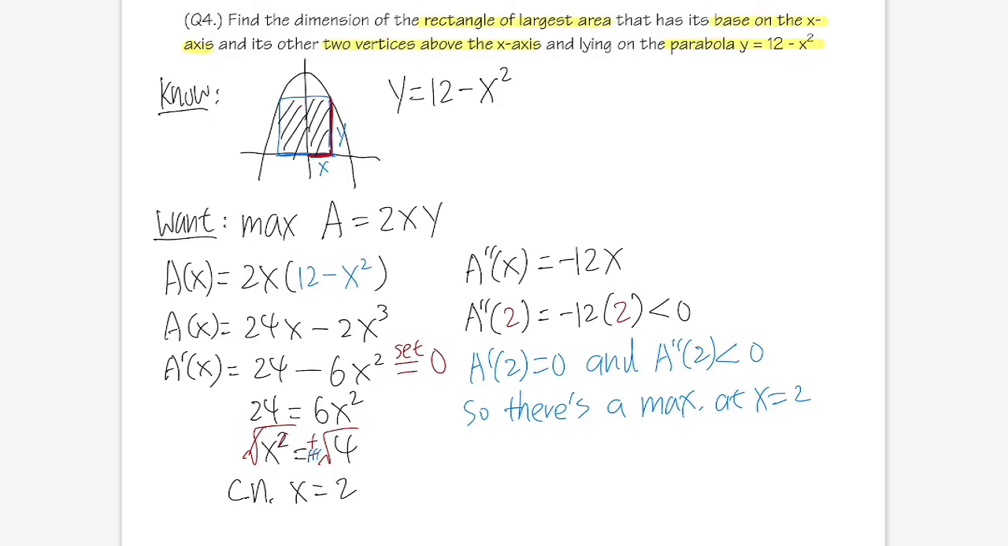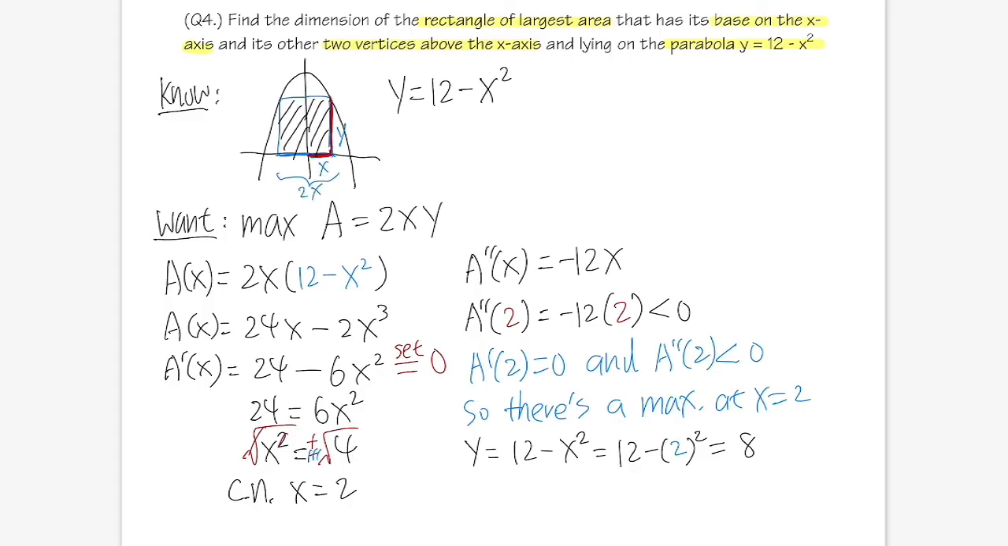All right, we want the dimension of the rectangle. Be careful with this. y will be 12 minus x squared, which is 12 minus 2 squared. 2 squared is 4, and 12 minus 4 is 8. Good. But be careful with this though. The dimension is not 2 by 8. Rather, we will have to account for the whole thing. The base is 2x, right?